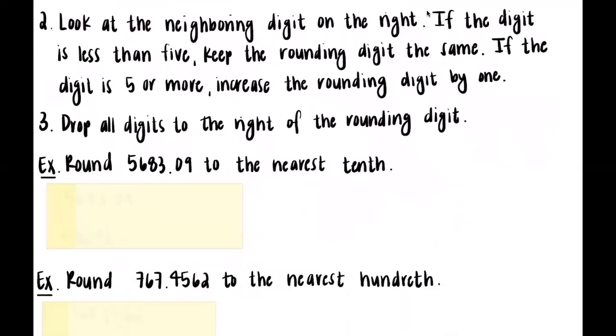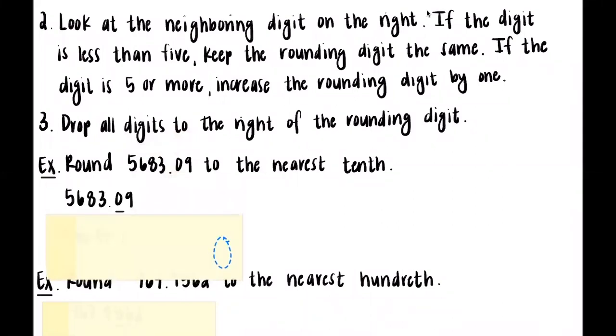Okay, so we have round 5,683 and 0.9, so 9 hundredths, to the nearest tenth. So again, first we identify, well, who is in the tenths place value? Here we can see we have the thousands, the hundreds, the tens, the ones, we're at the decimal point, the tenths, and the hundredths. So the nearest tenth, that implies that we want to focus in on the 0.